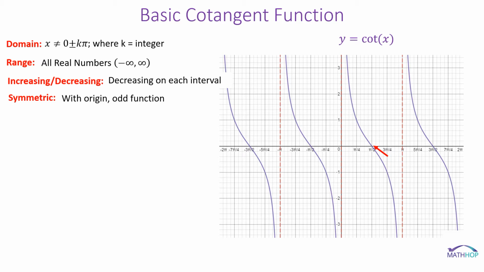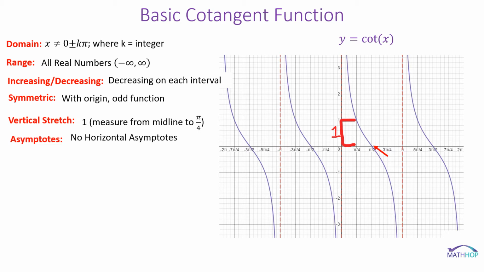It's going to be just like tangent in that it's an odd function. Let's look at our vertical stretch. Again, looking from our midline to pi over 4, what is that distance? That distance, again, is 1. And that will be really helpful when we're graphing transformations of cotangent. Asymptotes: no horizontal asymptotes, but we do have vertical asymptotes at x equals 0 plus or minus k pi. So starting at 0 and every multiple of pi to the right and to the left.